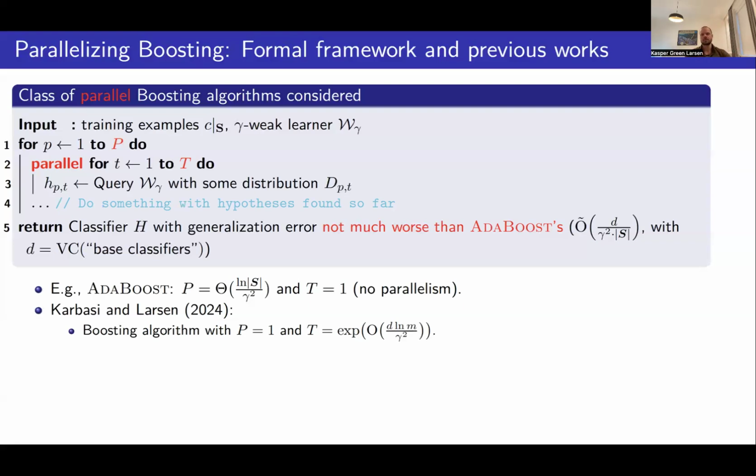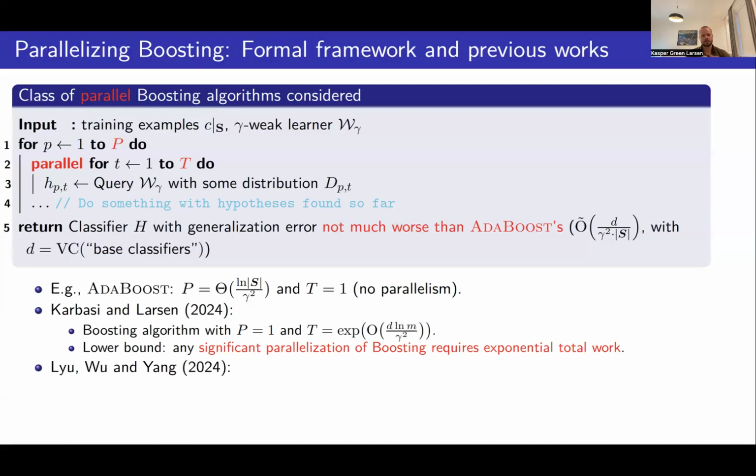But it is possible to get good accuracy in one round if you do these exponentially many parallel queries to the weak learner. So you train exponentially many hypotheses or classifiers in parallel. In that work, we also proved some lower bounds, saying that if you want to parallelize, there has to be some kind of exponential growth in the amount of total work, like there is here. But the lower bound didn't match that upper bound we had.